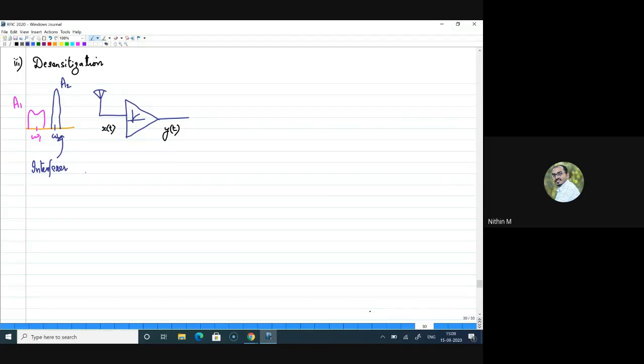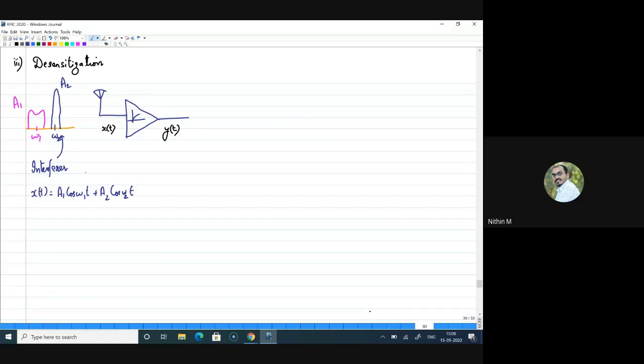Now, what happens if this system accepts these two signals? One is a desired signal and the other one is an interferer. So how do we analyze this? We will continue to analyze this in the light of nonlinearity. So what I can do here is write x of t as A1 cos omega 1 t plus A2 cos omega 2 t.